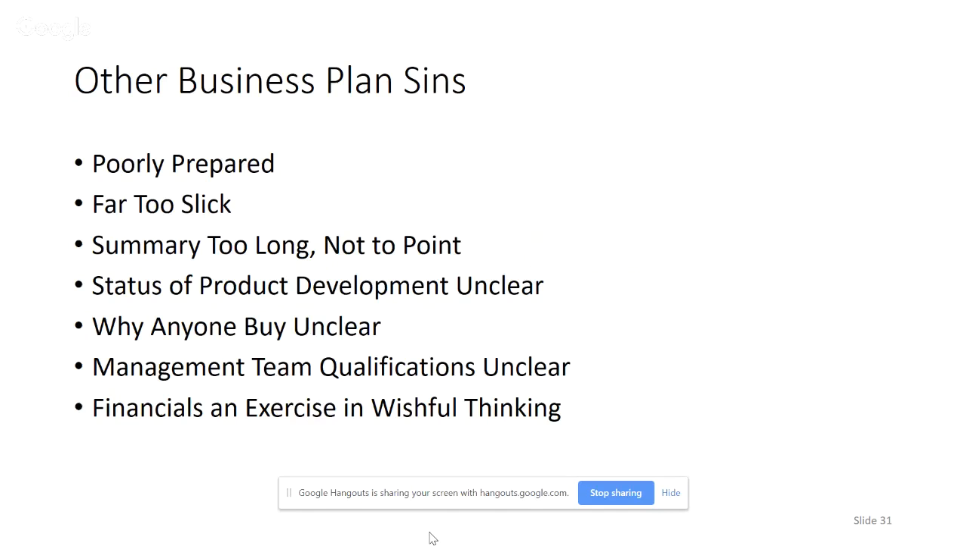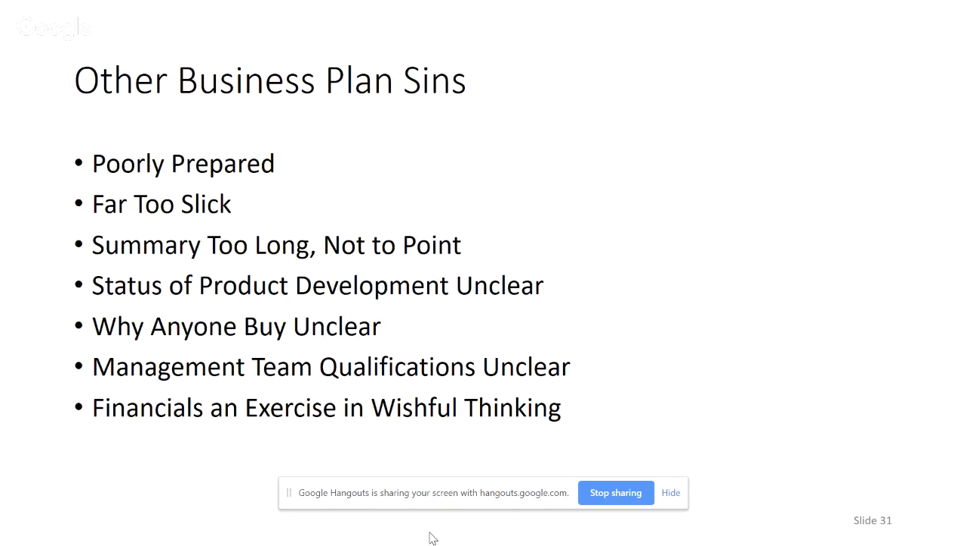Is the product real or just a pipe dream, right? If it's not clear in terms of where you're standing with development, or why anyone would buy, it's unclear. Do not assume your idea is so great that it'll sell itself. Investors won't think so. Management team qualifications are unclear, right? Investors conclude the team does not have relevant experience, therefore it's no go.